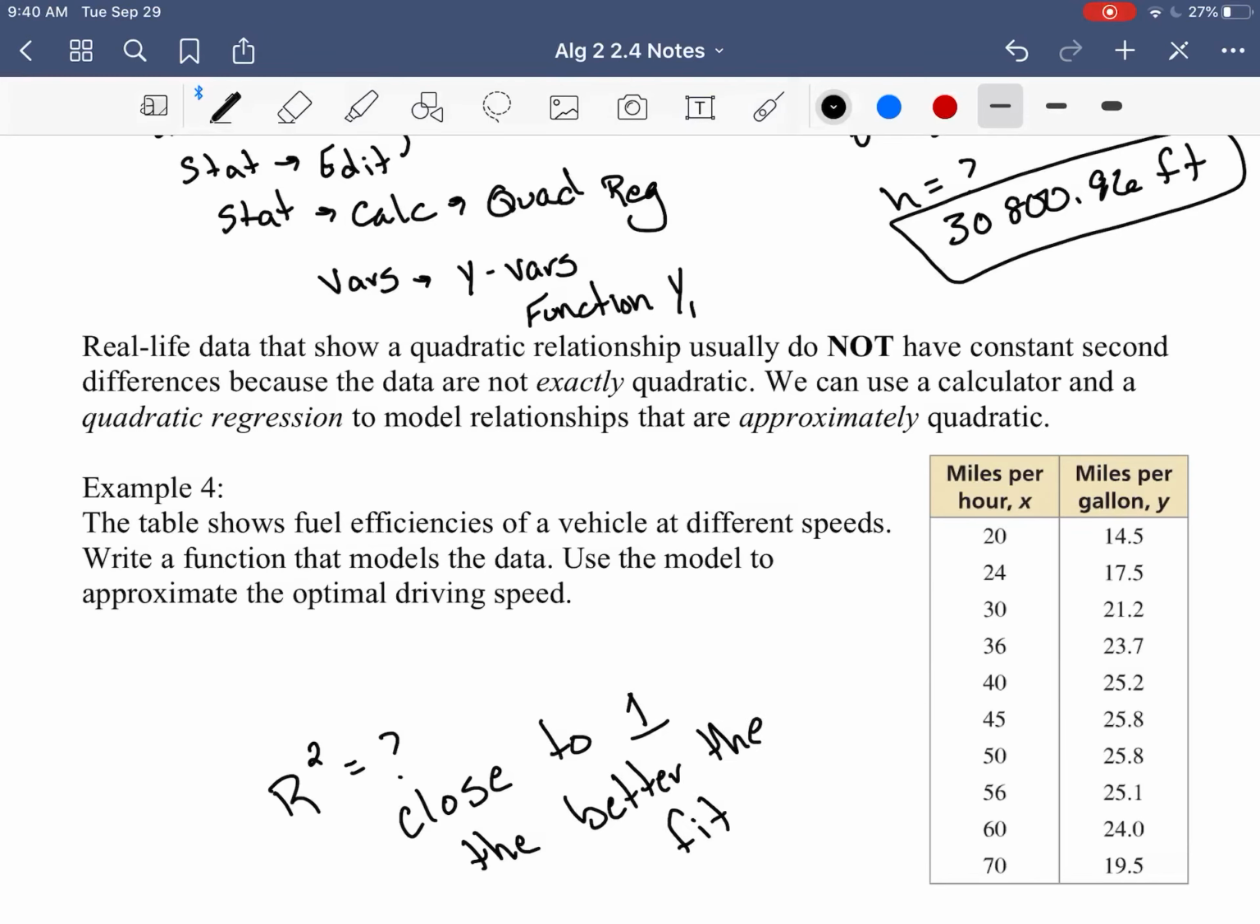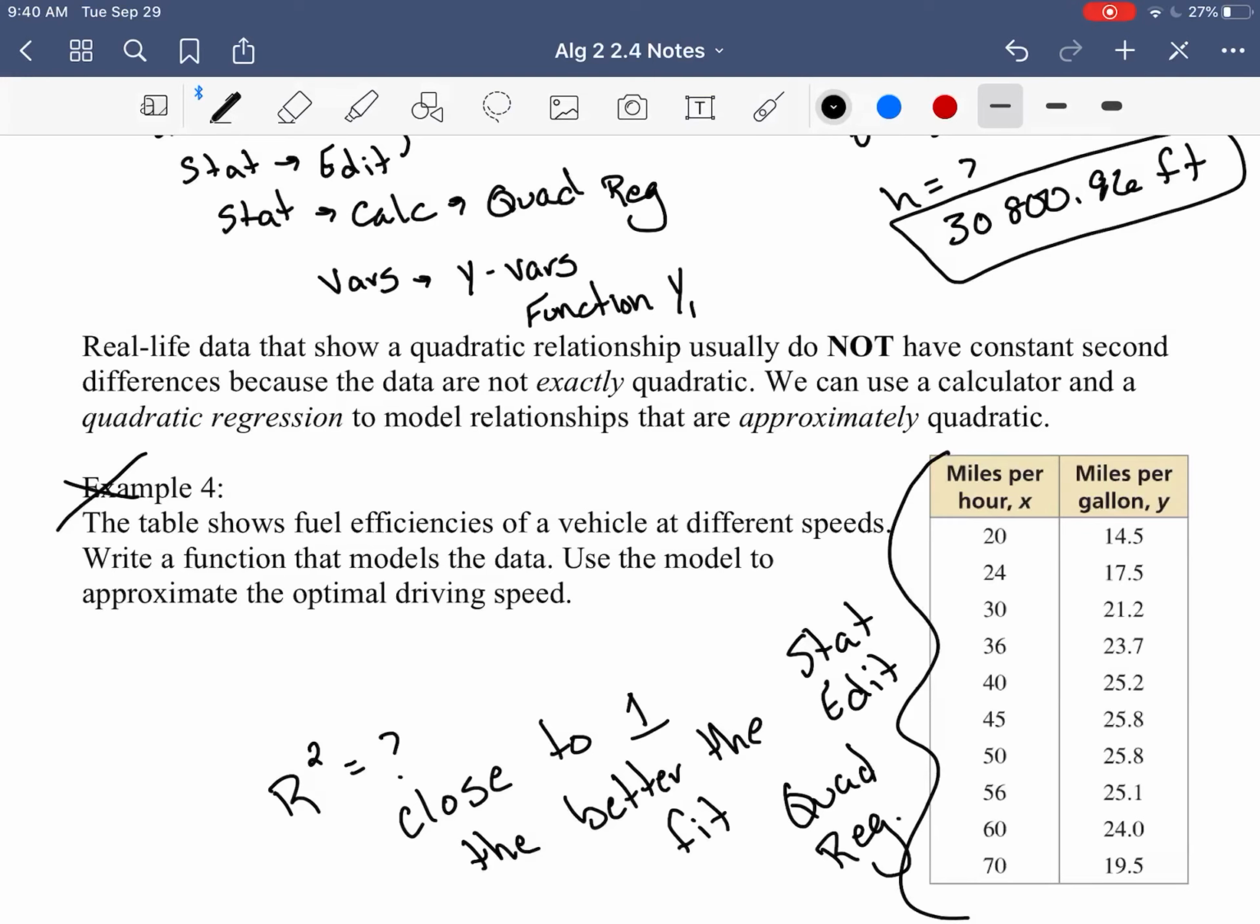Okay, I don't think I'm going to do example 4 just for time. Really, it's the same thing. We're going to put this in our stat. We would stat, edit, and do a quadratic regression on this. We end up getting an r value that's not exactly 1. It ends up being like 0.999 something. So it's not exactly quadratic, but it's pretty close.